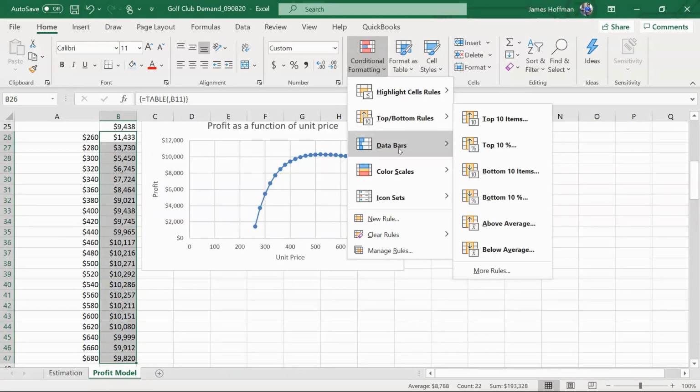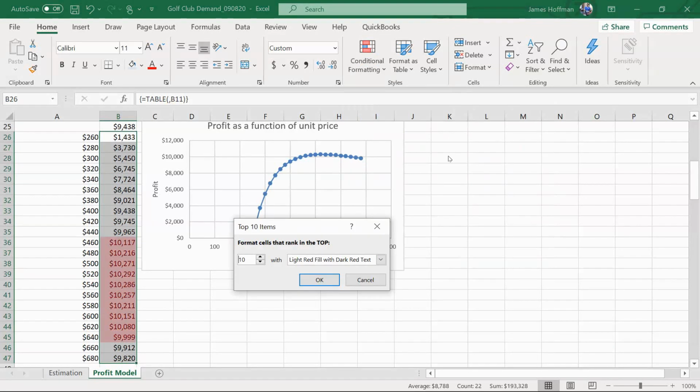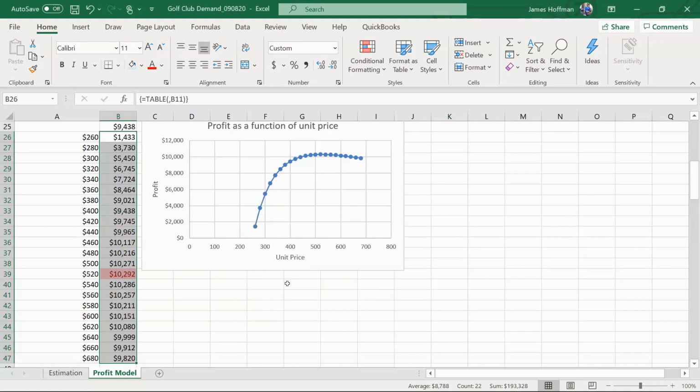and you choose the top bottom rules, and then top 10, and then just change the 10. You don't want the top 10, you want the top 1. So decrease this to 1, and hit the OK button. Alright, and it should give you the highest profit in this range.